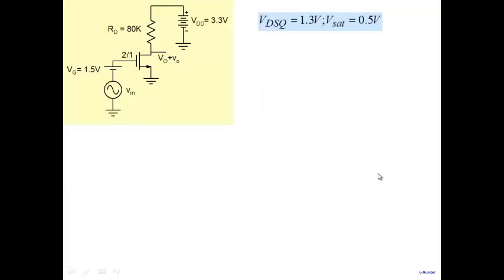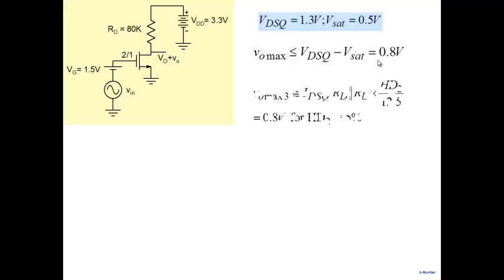All right, so coming back to our example, we have VDSQ equal to 1.3, VSAT equal to 0.5. So we can determine all the limits here. One limit, coming from the transistor not entering into triode region, is VDSQ minus VSAT, which is 0.8. The other limit, coming from distortion, IDSQ RD parallel RL HD2 by 12.5, also comes out to be 0.8 if I take harmonic distortion as 5%.